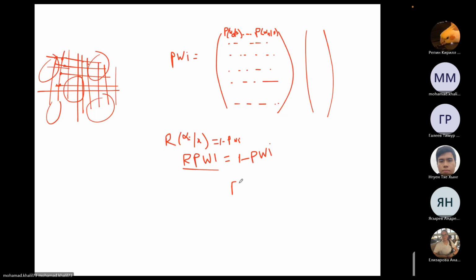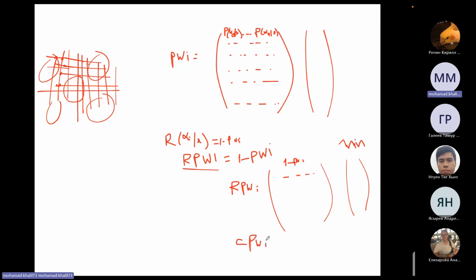So RPWI contains data which are 1 minus P omega i. I calculate the minimum of the data here. And the class CPWI is where the minimum is. Where is the minimum in the class? The class is the argmin here. This means, for this class, which is the minimum one of P omega i? I put the class here, class 0, 1, 2, 3, 4, from 0 to 4.